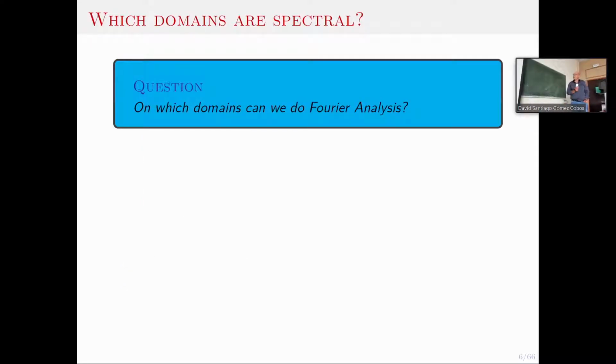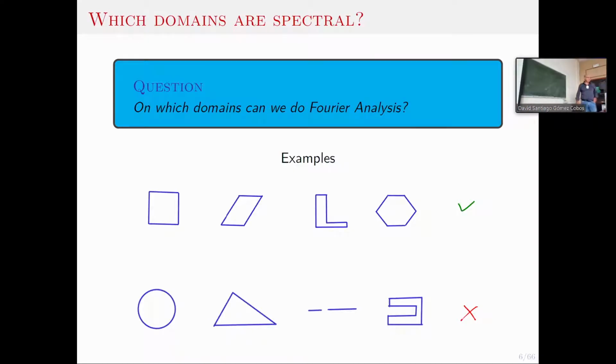And the basic question we're going to be talking about is, for which domains can we do this? Okay, we can do it for the cubes. Can we do it for other domains? It's almost immediate that you can do it for linear images of domains that you can do it on, but let me show you here some examples. So the top row consists of domains where you can actually do Fourier analysis. You do have a spectrum, you have an orthonormal set of frequencies which are complete. And the bottom row, you cannot.